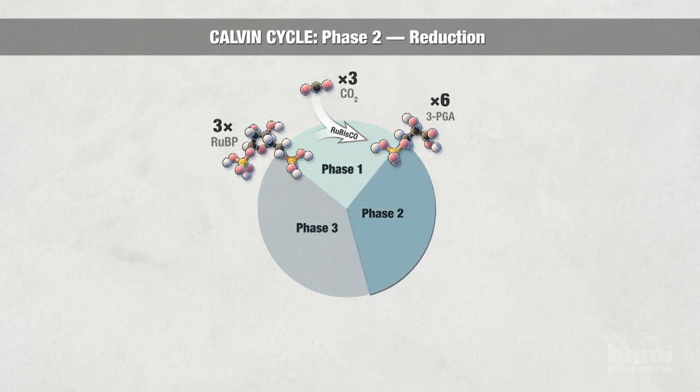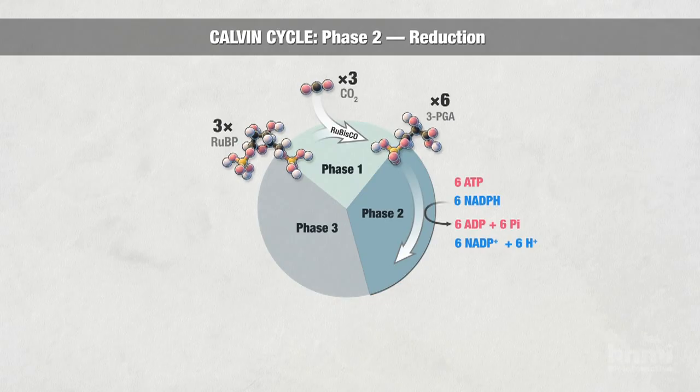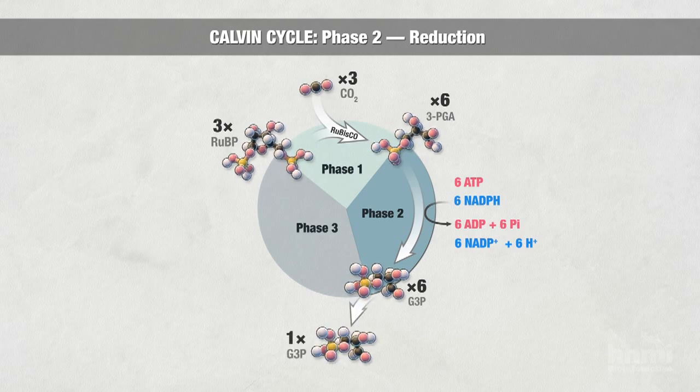In the second phase, the organic molecules accept electrons, a process known as reduction. The 6 molecules of 3-PGA use 6 molecules of ATP and 6 molecules of NADPH, which store energy from the light reactions, to generate 6 molecules of G3P. The G3P molecules contain more electrons and are higher in potential energy than 3-PGA. 1 molecule of G3P exits the cycle. It can be used to make other organic molecules.